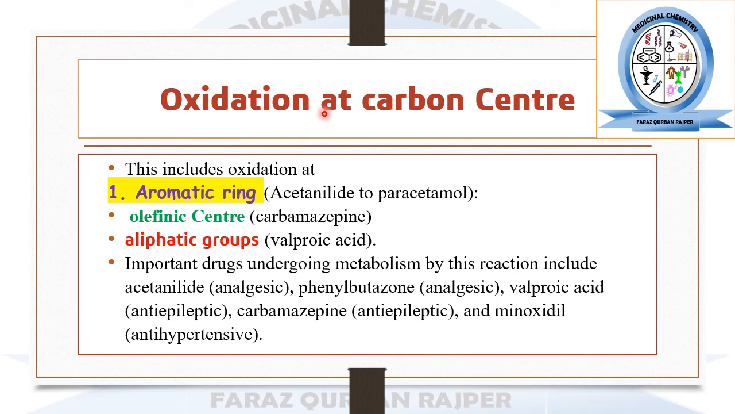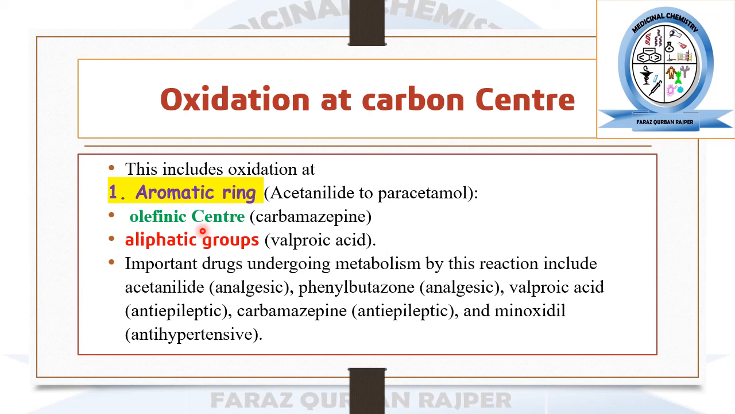Now let's discuss first the oxidation reaction that occurs at the carbon center. The oxidation reaction of phase 1 that occurs at the carbon center can occur at the aromatic ring, meaning the aromatic or benzene ring that is present in the chemical structure of the drug molecule. For example, acetanilide gets metabolized into paracetamol by this type of reaction.